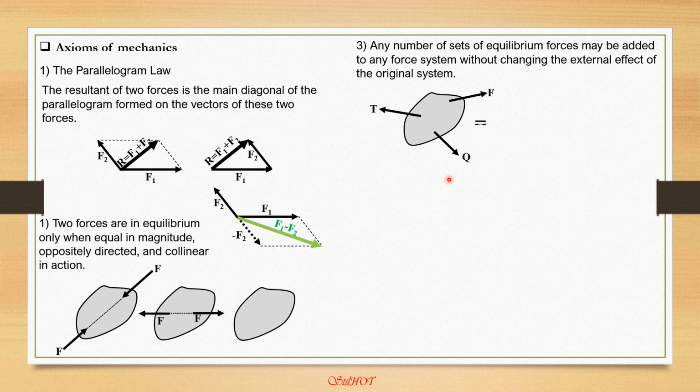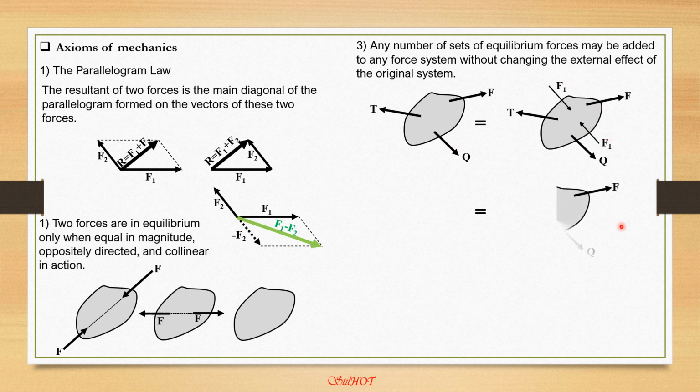So to illustrate or demonstrate, we have here an original system that is equivalent to this system here, and if we add two forces in equilibrium, the original effect is not affected by adding these two forces in equilibrium. Or equal to this another set of forces. So we have first pair of equilibrium forces, then another pair of equilibrium forces, and so on and so forth. Then the original effect of this system here is unaffected by the addition of any number of equilibrium forces.